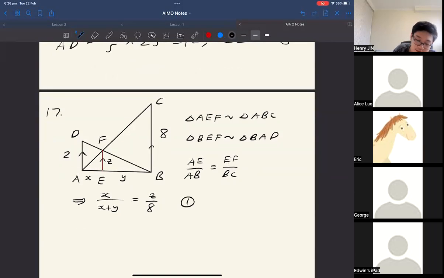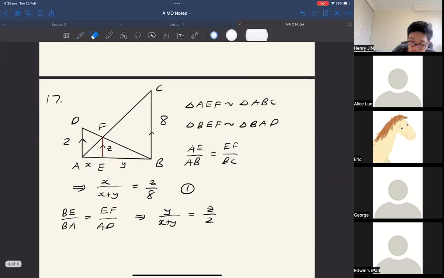And then the second pair of lengths we have is BE over BA equals EF over AD. And that gives you y over x plus y equals z over 2. Okay, so the reason why I chose to use x and y is that here you can notice that if you add both left hand sides together, you end up having 1, which is really nice.